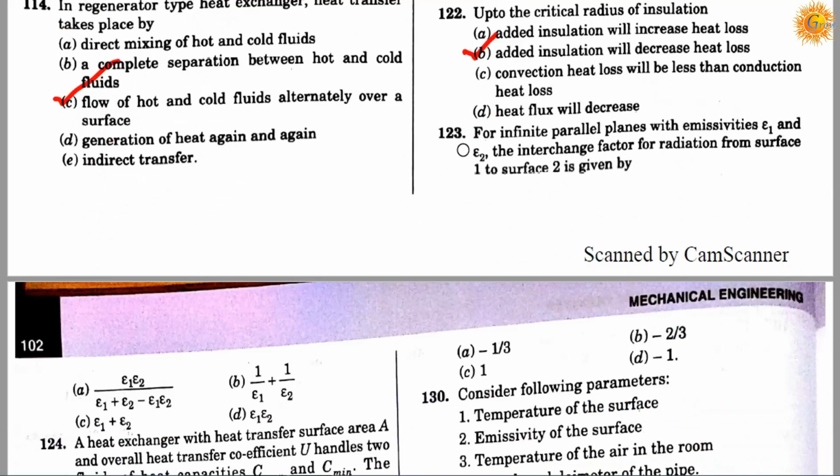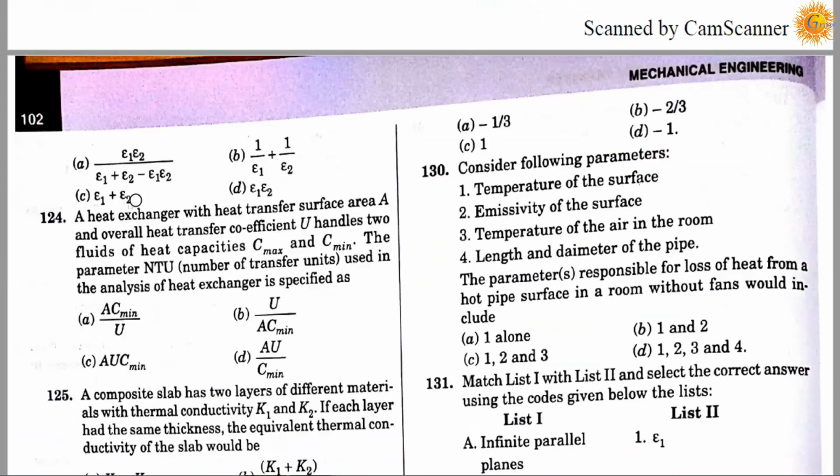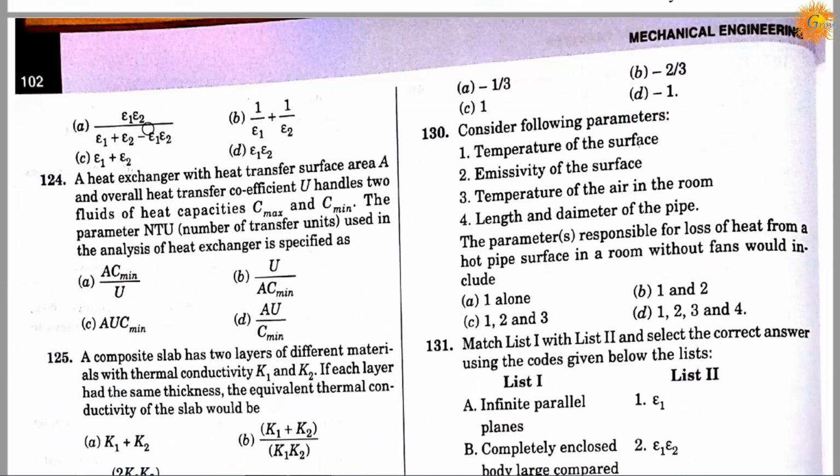Question number 123. For infinite parallel planes with emissivity epsilon 1 and epsilon 2, the interchange factor for radiation from surface 1 to surface 2 is given by: Option A, epsilon 1 epsilon 2 divided by epsilon 1 plus epsilon 2 minus epsilon 1 epsilon 2. Option B, 1 upon epsilon 1 plus 1 upon epsilon 2. Option C, epsilon 1 plus epsilon 2, and option D, the product of epsilon 1 and epsilon 2. So the correct answer is A: epsilon 1 into epsilon 2 divided by epsilon 1 plus epsilon 2 minus epsilon 1 epsilon 2.